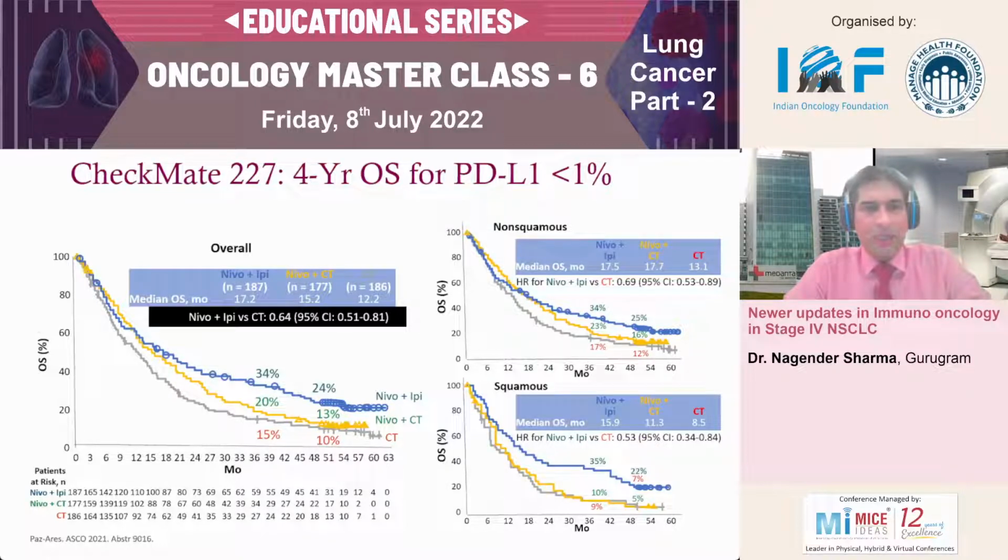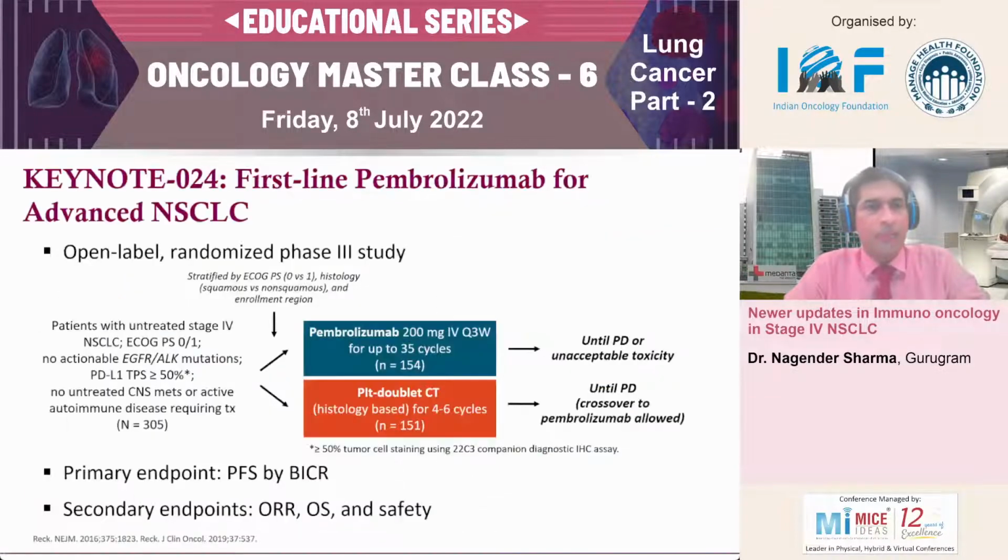That is 17.2 months median overall survival as compared to 15.2 months with Nivo chemotherapy, and chemotherapy was only 12.2 months. So the hazard ratio was 0.64, favoring Nivo-IP. In non-squamous histology, it was more or less 17.5 months median overall survival, and Nivo-IP plus chemo was 7.7 months, so it was not favoring Nivo-IP. In squamous histology, it was favoring Nivo-IP with 15.9 months median overall survival, and the hazard ratio was 0.53, favoring the Nivo-IP arm.